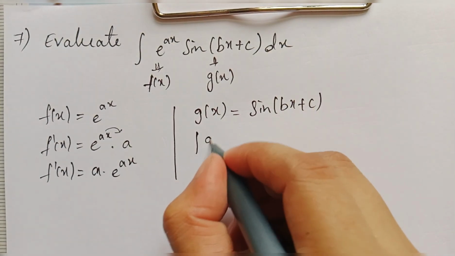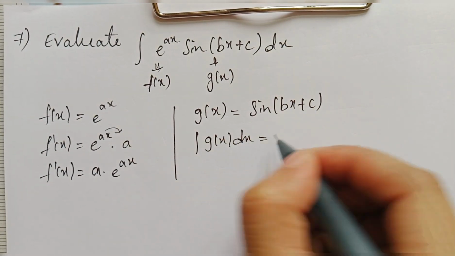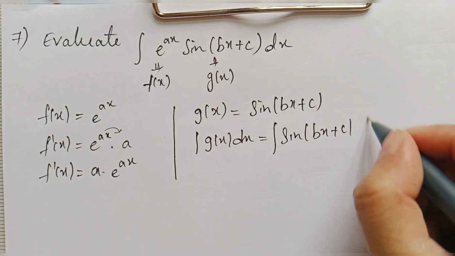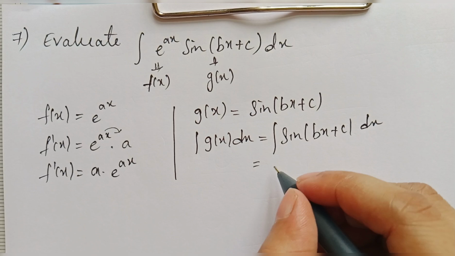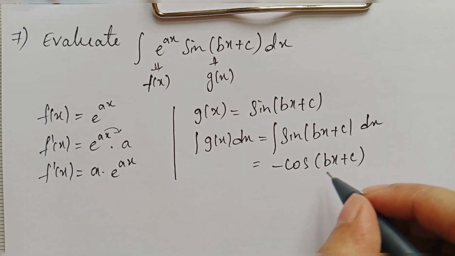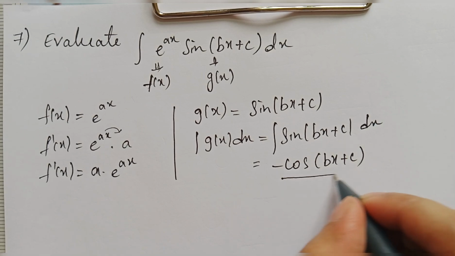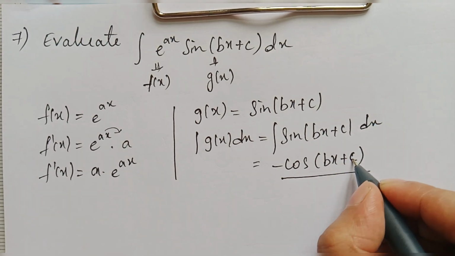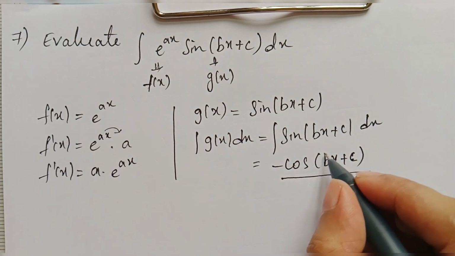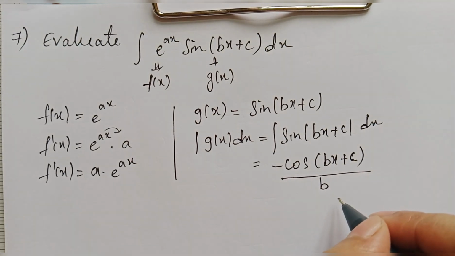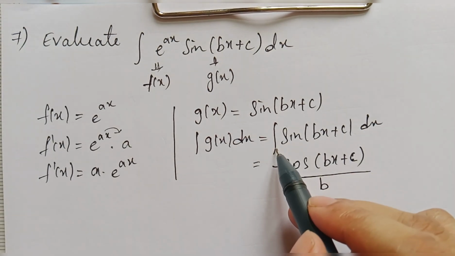So we should find the integral of g(x) dx, which is equal to the integral of sin(bx + c) dx. The integral of sin x is minus cos x. This is not just x, so we write its x value. This is the constant c, so its derivative will be 0. The derivative of x will be 1, so we'll be left with b. That differentiation term we should write in the denominator, in division form, while doing integration.